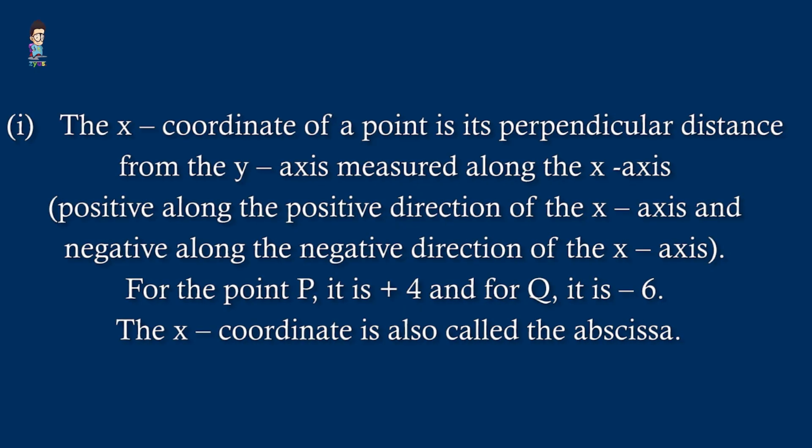In general, we write the coordinates of a point using the following conventions. The x-coordinate of a point is its perpendicular distance from the y-axis measured along the x-axis, positive along the positive direction of the x-axis and negative along the negative direction of the x-axis. For example, consider the points that we have discussed in the previous problem. For P it is plus 4 and for Q it is minus 6. The x-coordinate is also called the abscissa.